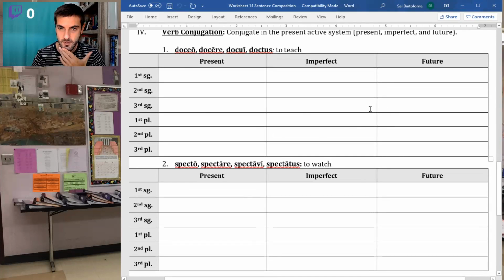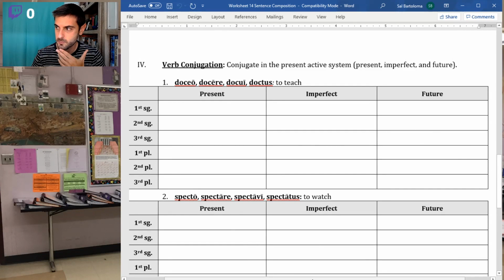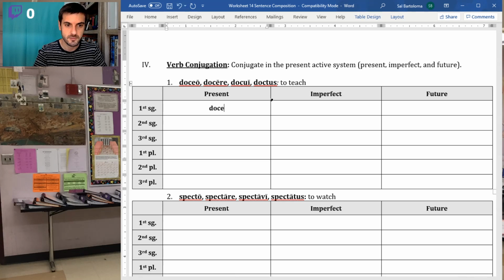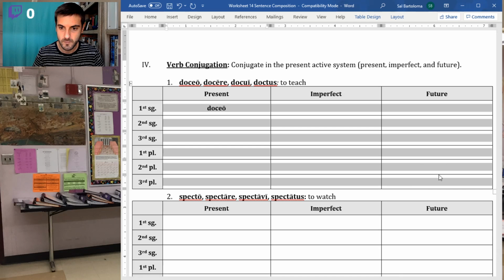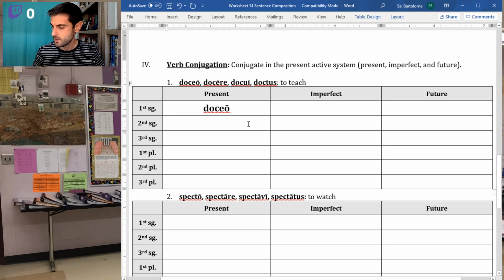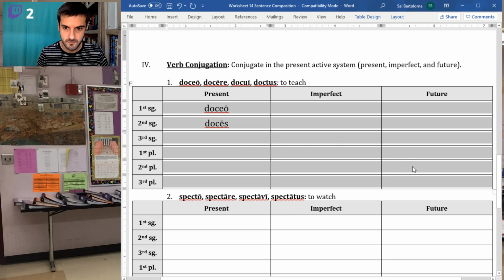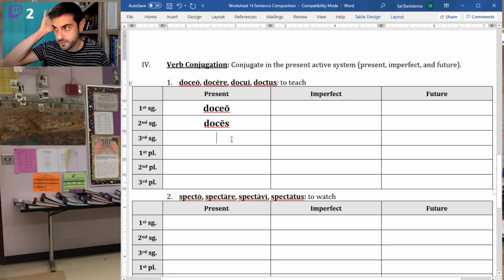back. Okay. So we're going to start just by reviewing our basic verb forms, conjugating in the present, the imperfect, and the future. Doceo, docere, right? That is a second conjugation verb. So our first form is always just the first principal part, doceo. Make these a little bit bigger. There we go. So for present tense conjugation, we just keep our stem and we add our ending.